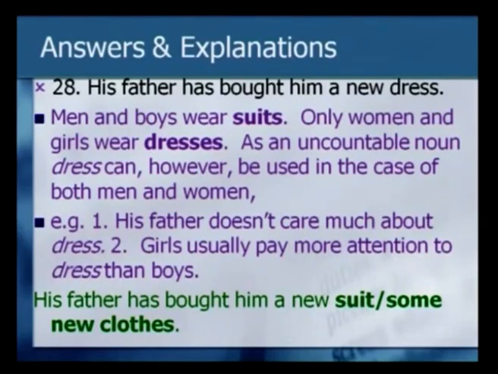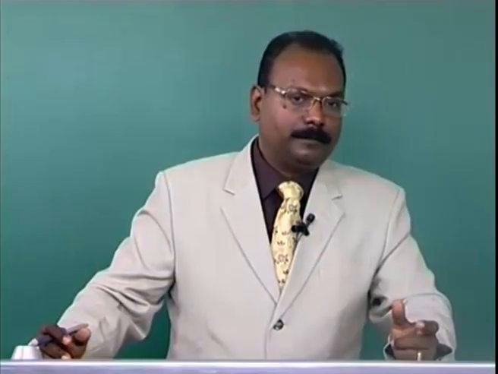Look at this. Men and boys wear suits. Only women and girls wear dresses. It's a beautiful dress. You actually refer to a girl wearing a frock or something. But when a boy comes with a nice suit, you cannot say that your dress is looking so beautiful. Your suit is looking so beautiful, or you look handsome in this suit.